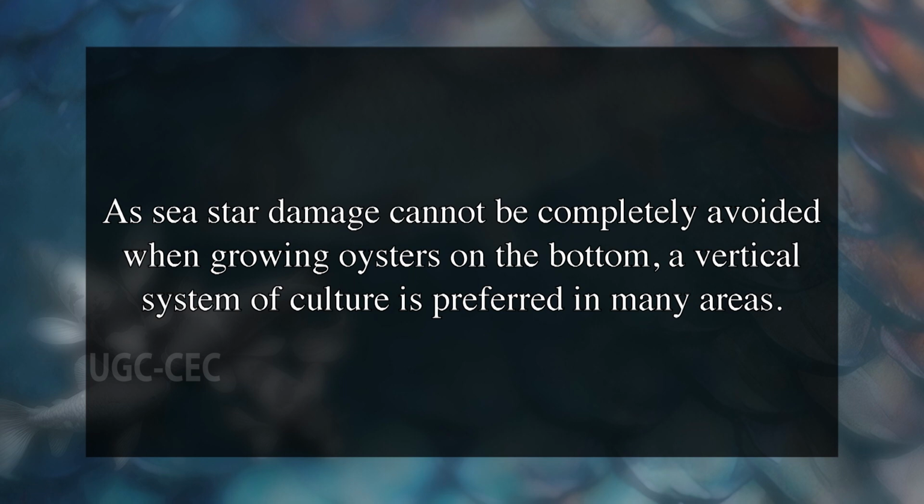While growing to marketable size, the oysters must be protected against predators such as sea stars and oyster drillers. As sea star damage cannot be completely avoided when growing oysters on the bottom, a vertical system of culture is preferred in many areas. Oysters grow vertically, hang in clusters or in baskets, or are fixed on poles in sheltered bays. In an alternative system, oysters are grown on horizontal trays kept some distance from the bottom. Though tray raised oysters are expensive, they generally survive better than oysters reared directly on the bottom.